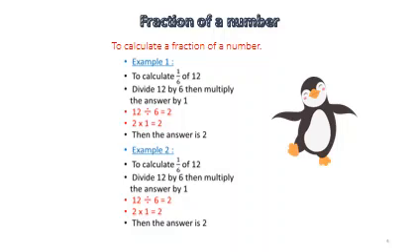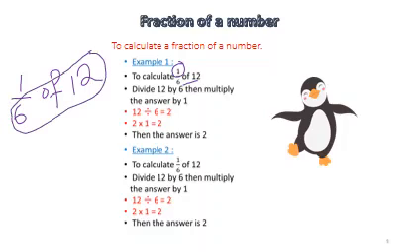Now, here we come to the last part, which is fraction of a number. To calculate a fraction of a number, for example, what's 1 over 6 of 12? It's very easy. You just divide 12 by 6, then multiply it by 1. So if you have 1 over 6 of 12, you divide 12 by 6. What's 12 divided by 6? True, it's 2. Now 2 times 1. So here you divide, here you multiply. 2 times 1, it's 2.